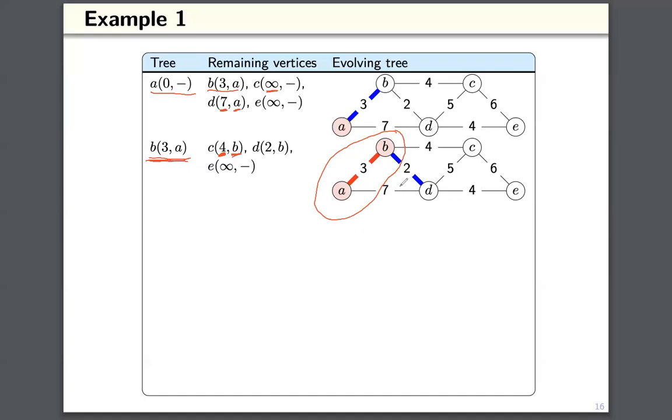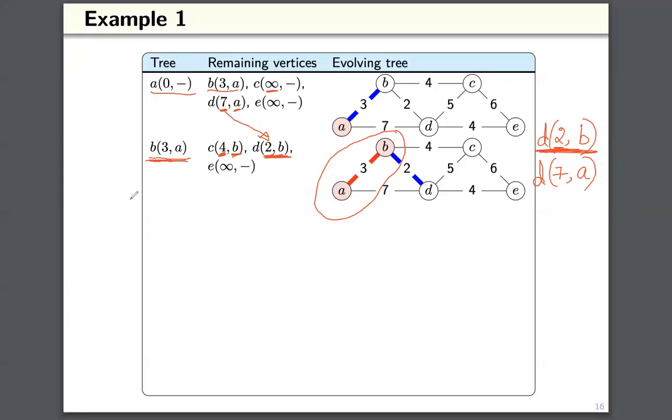Now what you do is you compare. D is reachable from B at a distance of 2. D is reachable from A at a distance of 7. Which of these is smaller? This is smaller, so you will update the values of D. So D is reachable from B at a distance of 2. That means if you can reduce the values, you should reduce the values.